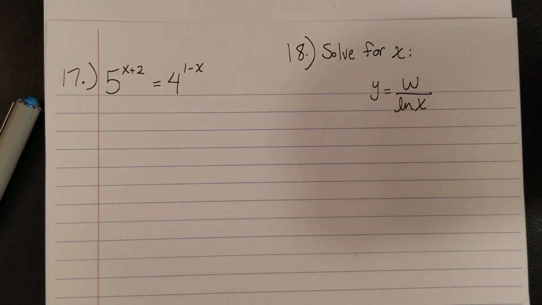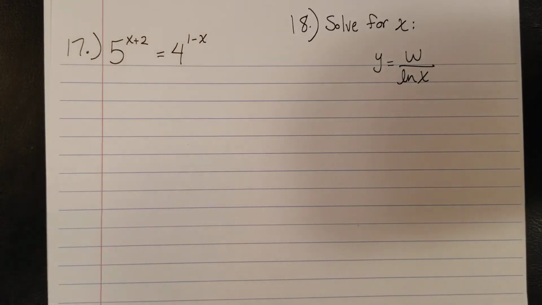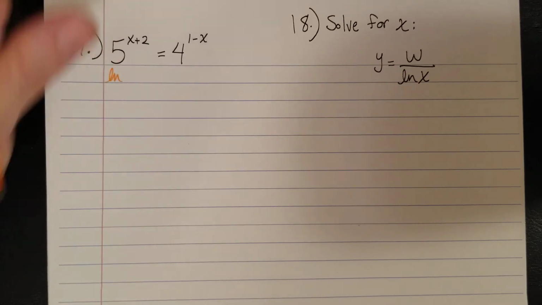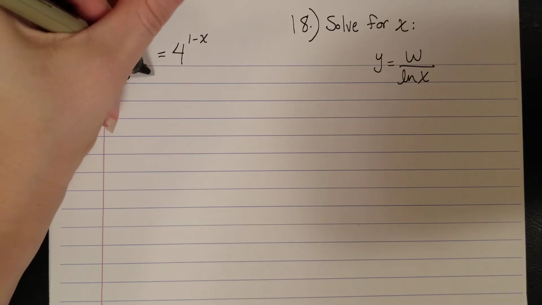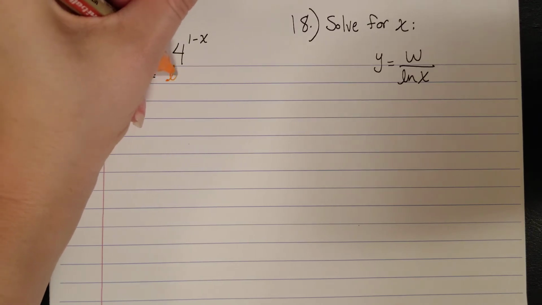All right, number 17. So there's no way to write both sides using the same base, so I'm just going to start by applying a log to both sides. I'm going to go ahead and use the natural log. So I'm going to have ln of 5 to the power of x plus 2 equals ln of 4 to the power of 1 minus x.